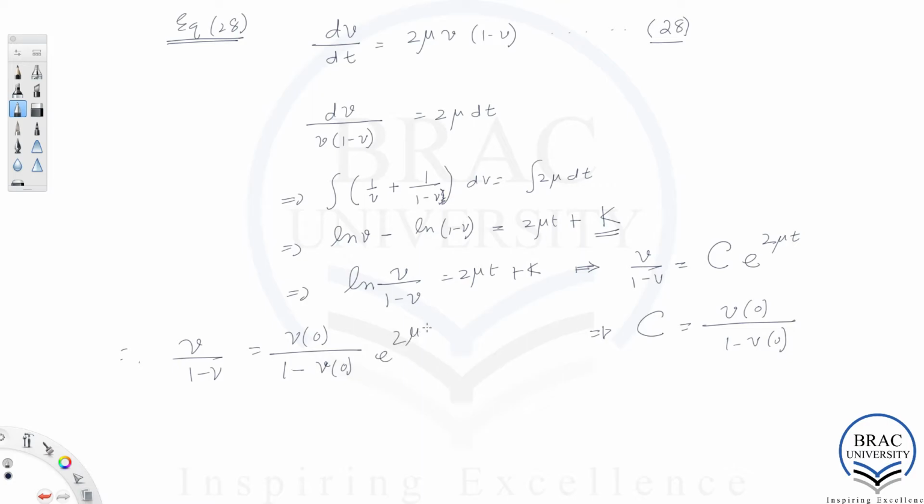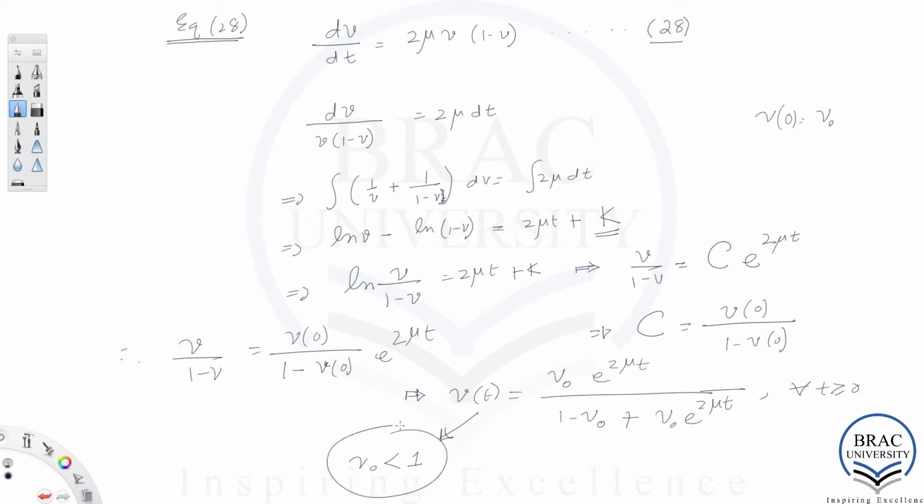E to the 2 mu t, from which it follows that v of t is equal to, so if I write v of 0 as v sub 0, then we see that this is v sub 0 e to the 2 mu t over 1 minus v sub 0 plus v sub 0 e to the 2 mu t for all positive time, right? And this makes sense as long as v sub 0 is strictly less than 1.